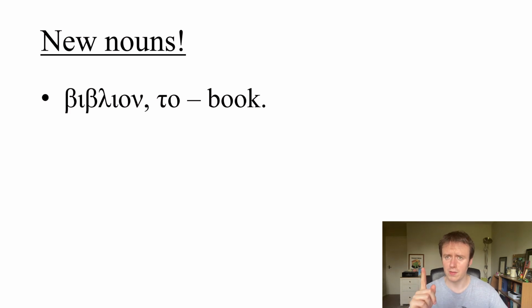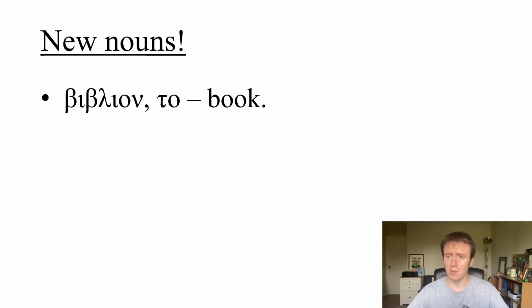I know I've spoken about these before because I've already given you the noun paidion. A paidion is a little child, from the noun pais, meaning child. Here we have biblion, which comes from biblos. Biblos is a book. Biblion is technically a little book, but biblion is also used to mean book in general. Although it's technically a diminutive, it is used to mean book in general, just a book.